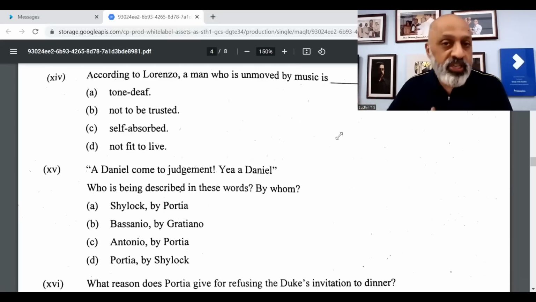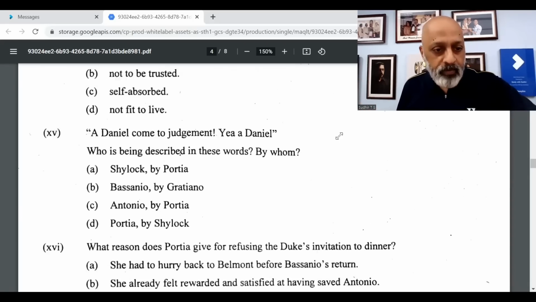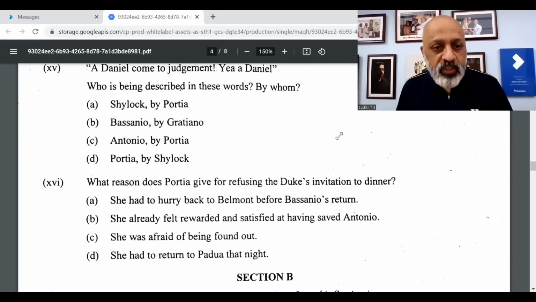Shylock in the initial stages of the trial in the court of justice, when he's feeling a little happy, refers to Portia or Balthazar as Daniel. Yeah. What reason does Portia give for refusing the Duke's invitation to dinner? This was an interesting question because you needed to remember, what did Portia actually say?